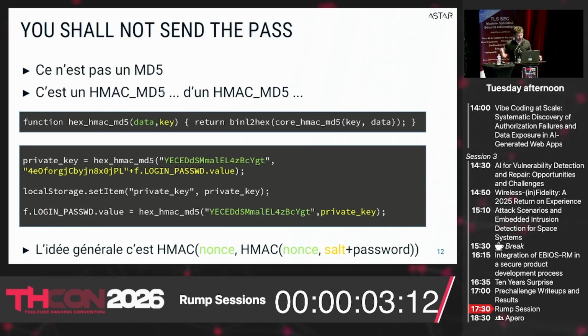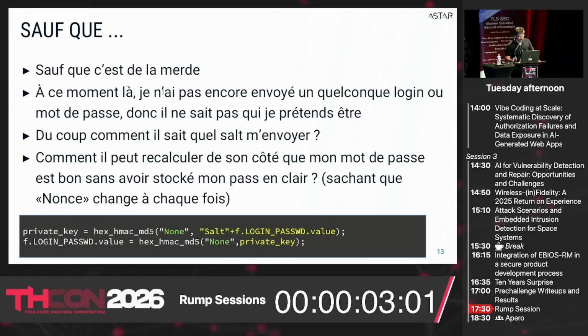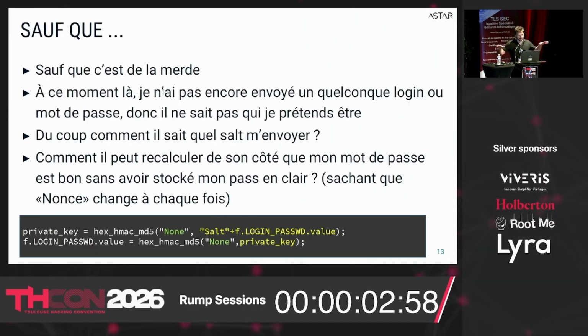J'ai téléchargé le firmware, faut encore que je valide. Là, c'est du travail un peu ongoing, c'est pour ça que je livre en tant que Rump. Mais pour moi, ils sont obligés de stocker le login et le password en clair. Donc voilà, c'est de la merde. En gros, à ce moment-là, j'ai pas envoyé de password, ils ne savent même pas qui je suis. Donc le salt qu'ils m'ont envoyé, ça ne peut pas être le salt associé à ce compte-là, puisqu'ils ne savent pas encore quel compte je suis.